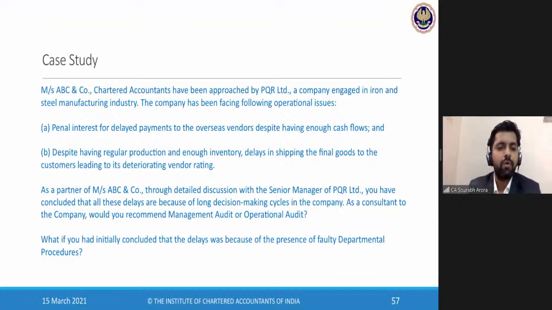So since we have concluded on the basis of discussion that this is because of the long decision-making cycles in the company, the problem lies not in the effectiveness of operation, but in the decision-making process. And the decision-making process deals with the management audit. So we'll recommend the management audit here. What if you had initially concluded that the delays were because of the presence of faulty departmental procedures? So not the decisions, but the procedures are faulty. In this case, we'll definitely recommend operational audit. I hope this is clear. If you have any doubts on this, please send the query ahead.